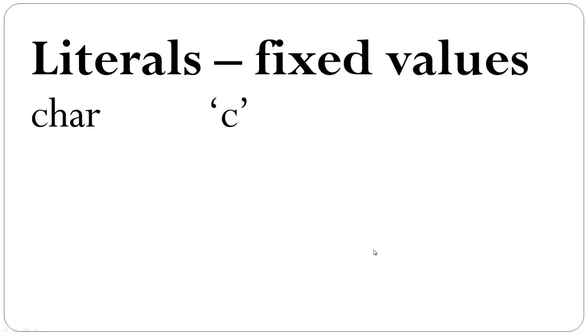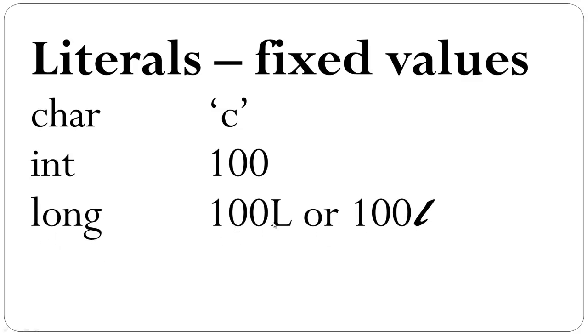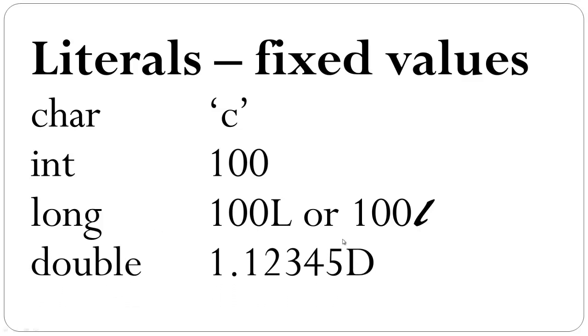Literal values are fixed values and they are typed directly into the source code. For example, 'c' enclosed in single quotes is a character literal. 100 is an integer literal. An uppercase L or a lowercase l next to a number is used for a long literal. Similarly, an uppercase D or a lowercase d next to a number is a literal of type double.